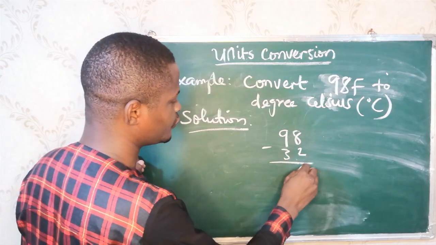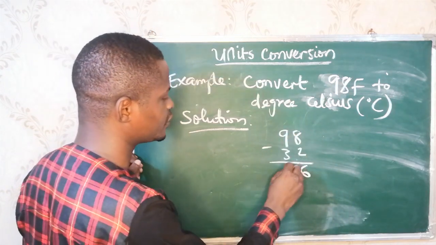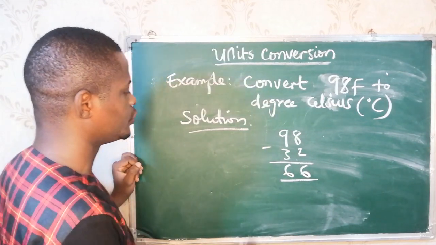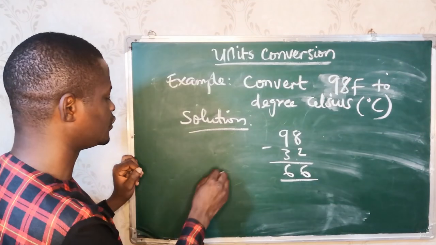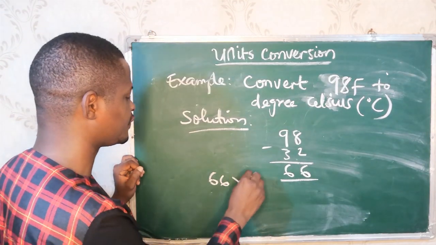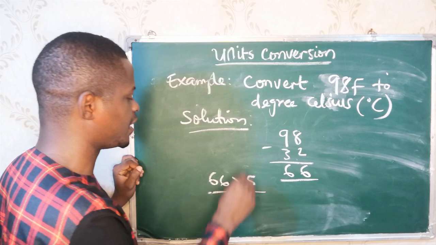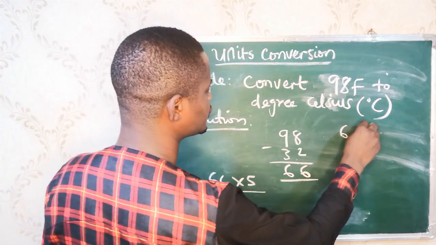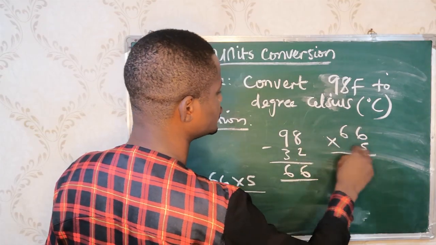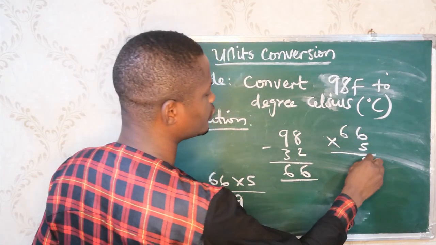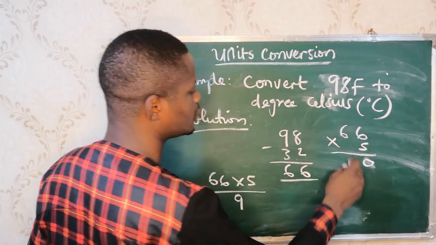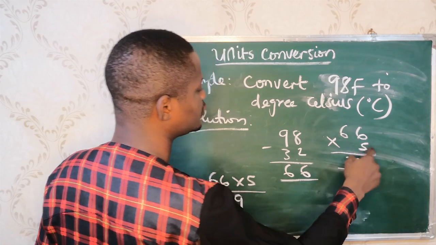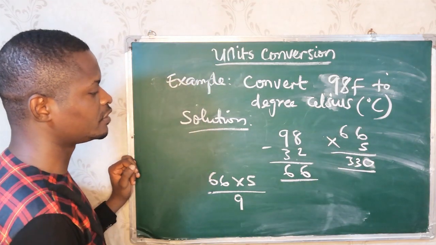So 8 minus 2 will give you 6. 9 minus 3 will give you 6. So that will give you 66. And next, you multiply your value by 5. So have 66 times 5. Then divide by 9. Alright, so let's do that very quickly. 66 times 5. 5 times 6 will give you 30. Write 0. Carry 3. 5 times 6, 30 plus 3, 33. So it means that 66 times 5 will give you 330.